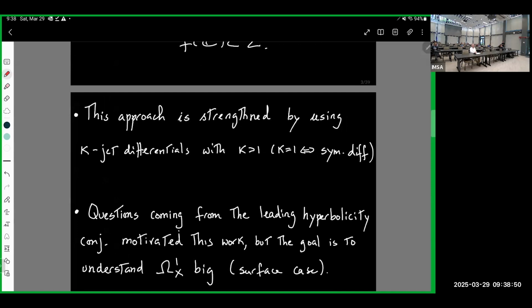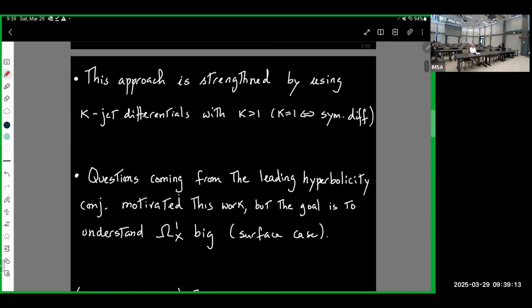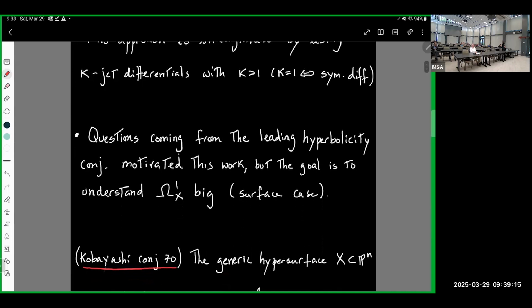So the questions. I'm going to give some questions coming from hypersurfaces that motivated this work. But really the goal of this lecture is to talk about the big cotangent bundle. So yes, the big cotangent bundle has an impact on hypersurface questions, but I'm not actually focusing on that. I'm going to focus on understanding bigness in the surface case.